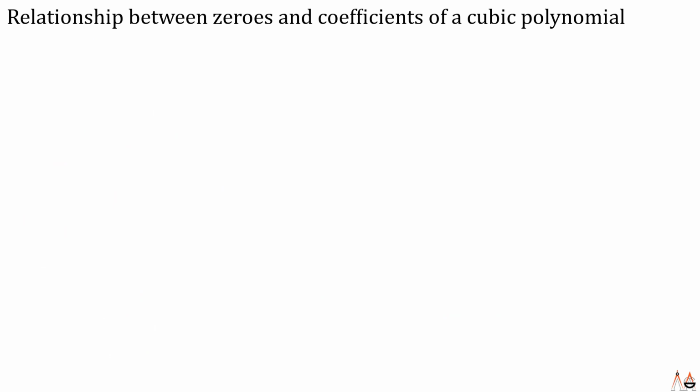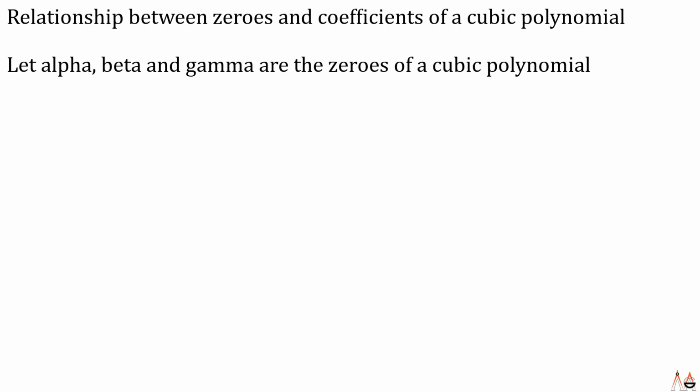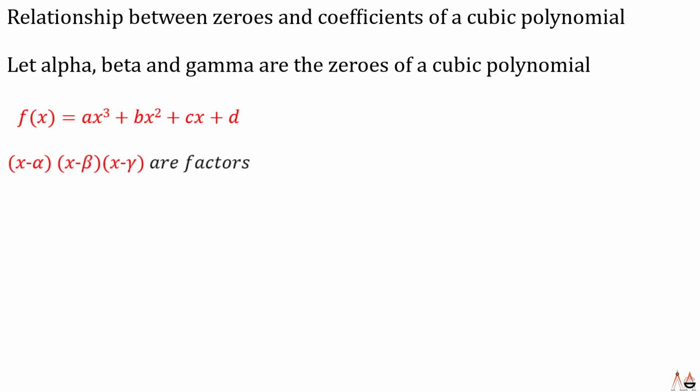Let's now find the relationship between zeros and coefficients of a cubic polynomial. Now in this case, we will have alpha, beta, and gamma as the zeros of the cubic polynomial. And remember that a cubic can have at most three zeros. So we'll take those three zeros as alpha, beta, and gamma. And let's say we are given a cubic polynomial of the form ax cubed plus bx squared plus cx plus d. And we are given that x minus alpha, x minus beta, and x minus gamma are the factors.